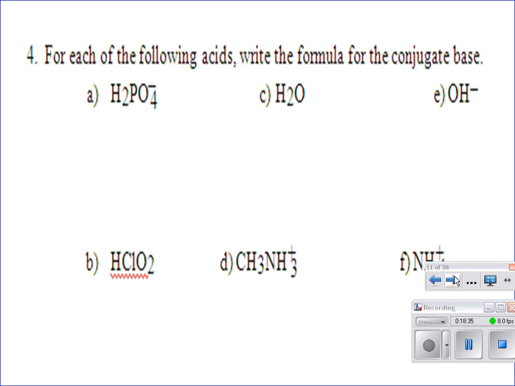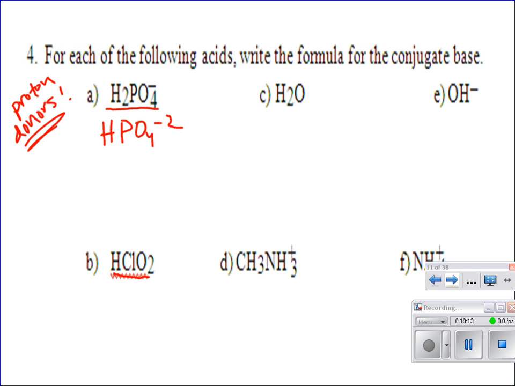All right, since these are acids, what are acids? Proton donors. So they're going to each give up a proton to make a conjugate base. So H2PO4 minus, what does it do? HPO4 minus 2. Down below, HClO2. What's that called? Not chlorite, but chlorous acid. Let's review that nomenclature.